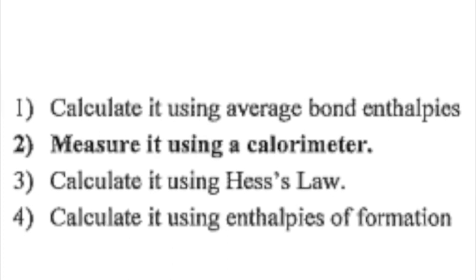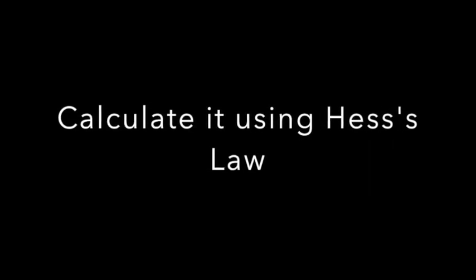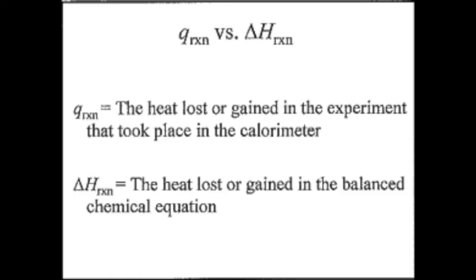For the A part, we are actually using the calorimetry method of finding the delta H. And for the B part, we are actually using Hess's law to calculate it. We have to know that in the first question, it is Q, that is the heat lost or gained in the experiment that took place in a calorimeter. And in the B part it is the delta H because that's the heat lost or gained in a balanced chemical equation.